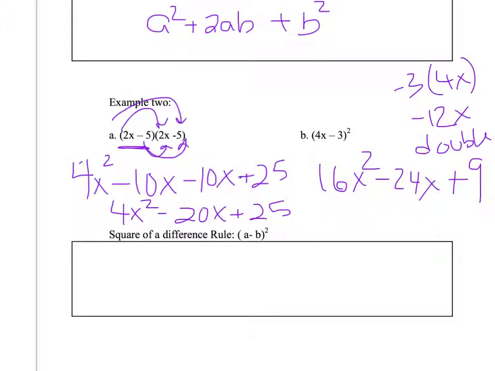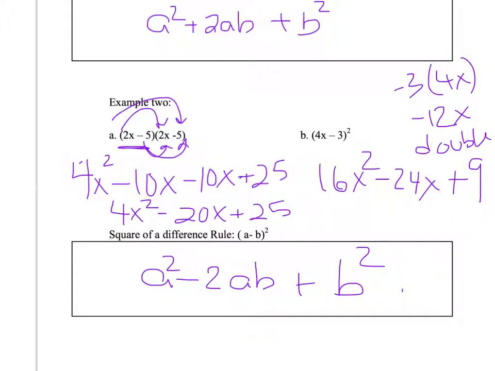So our rule is going to be a squared, b squared. So a squared's first, b squared's last. Then we take a and b and multiply and double it. This time instead of addition in the middle, it's subtraction. And then we add b squared.